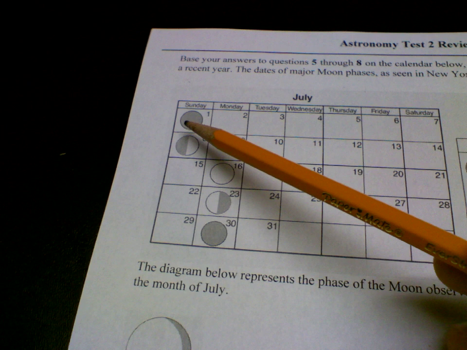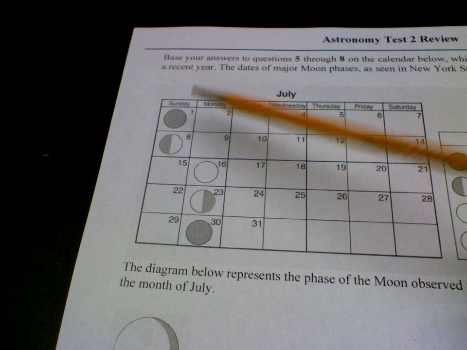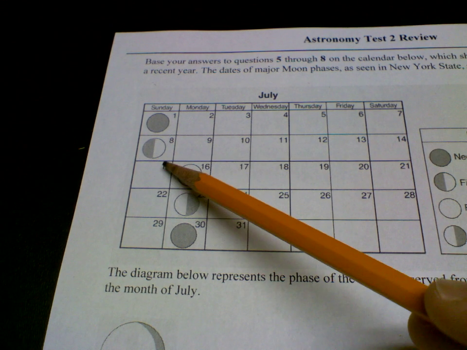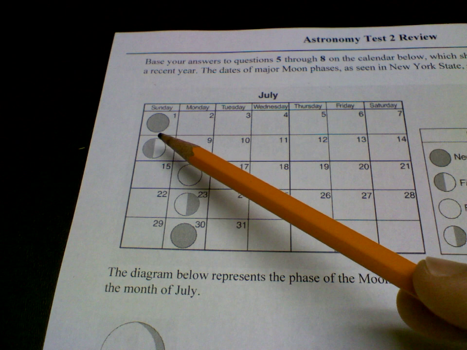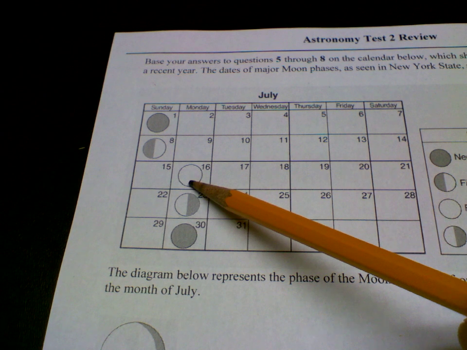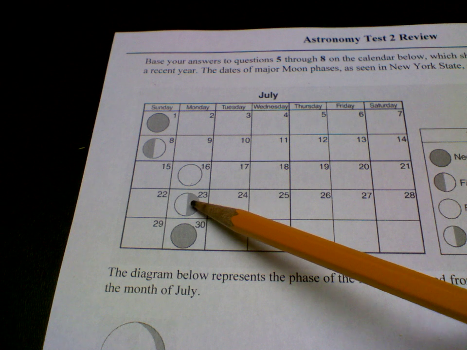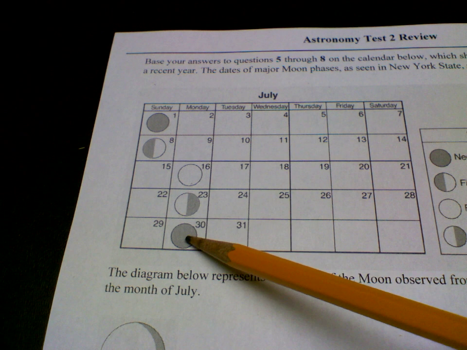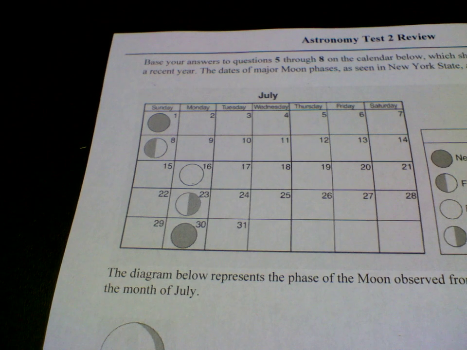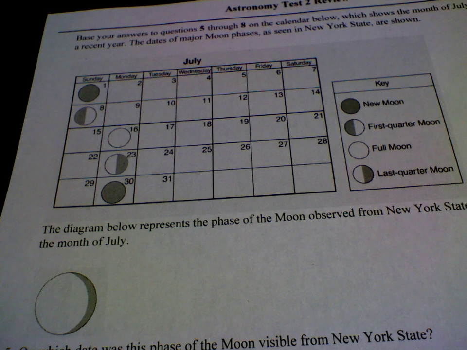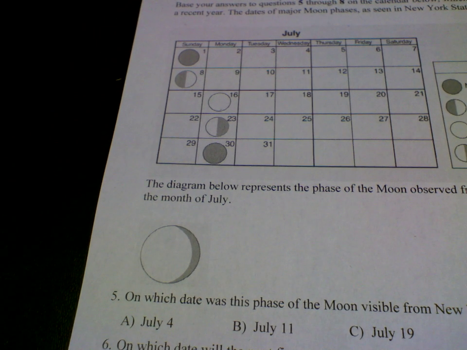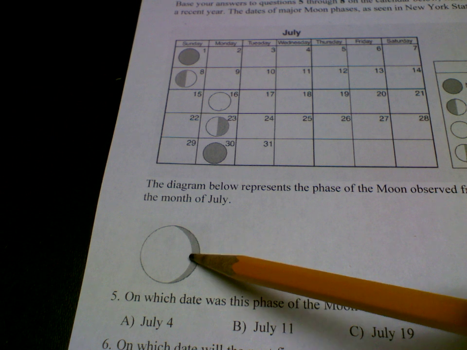So you can see here, if you look right here, we have a new moon. The key is on the right-hand side. That's your new moon. A week later, we have the first quarter, and remember what we say, the moon will light on the right. Then, about 8 days later, we're at a full moon, and now it's shading in. Now we're at the last quarter, and then we're back at a new moon. And look how long it took. 1 month. Alright, so the diagram below represents the phase of the moon observed from New York State one night during the month of July. When I take a look at this picture, notice it looks like it's shading in on the right.